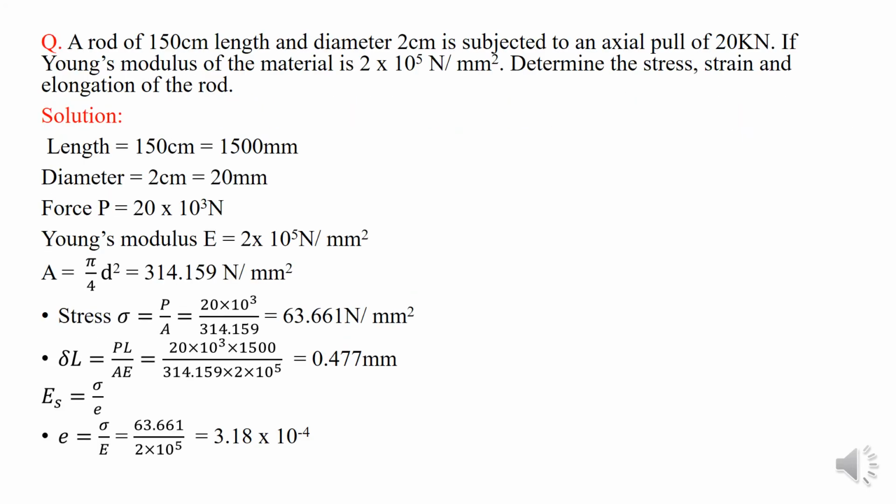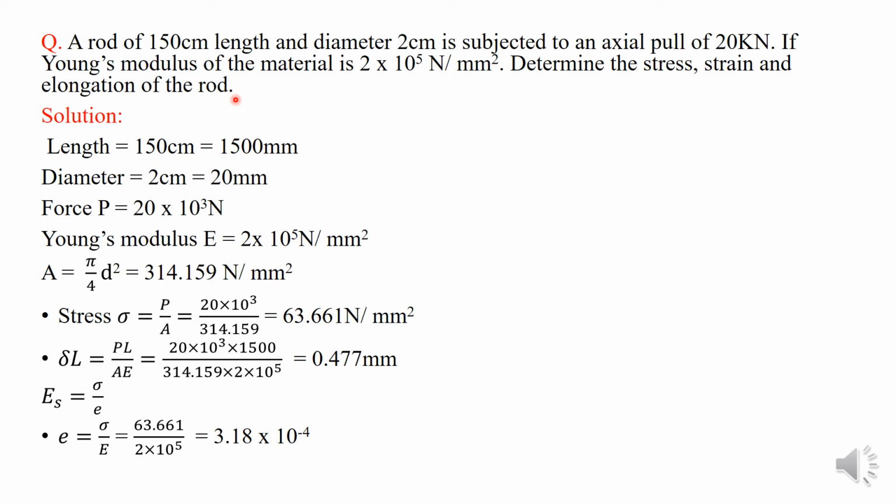A rod of 150 centimeter length and diameter 2 centimeter is subjected to an axial pull of 20 kilonewton. If Young's modulus of the material is 2 into 10 raised to 5 Newton per mm square, determine the stress, strain and the elongation of the rod. So the question is to find out the values of stress, strain and elongation of the rod.